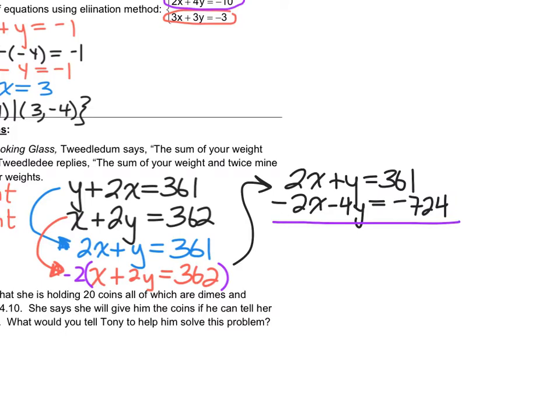Add the two equations together, and we're looking at negative 3y equals 361 minus 724, which is like negative 363. I don't know. Let me check in the calculator. Negative 363. So then divide, and we get y equals 121. So we now know Tweedledee's weight is 121 pounds. So we just need Tweedledum. So let's choose an equation that makes it convenient to find x. I like the x plus 2y equals 362.